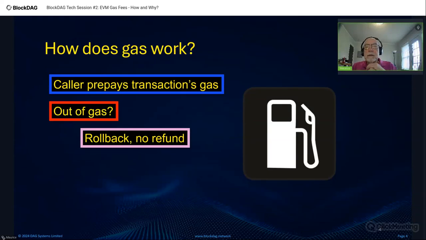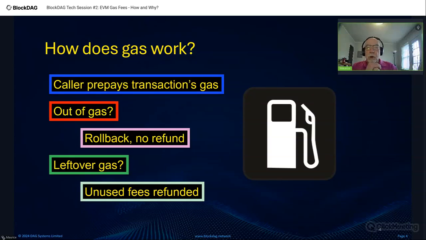If my computation runs out of gas, if I don't provide enough gas, then that is viewed as cheating. That's a transgression. The EVM, the Ethereum Virtual Machine, or the BlockDAG Virtual Machine, will roll back your transaction as if it never, ever happened and take all your money. You get no refund. So it is highly prudent to make sure that you pay for gas, overpaying if necessary, to make sure that you don't lose all your work and your money.